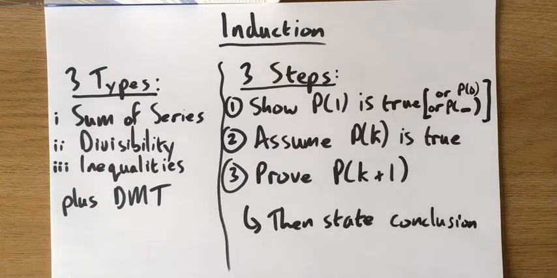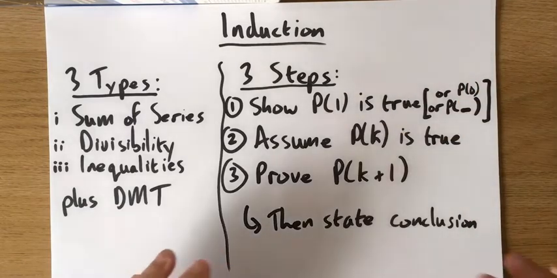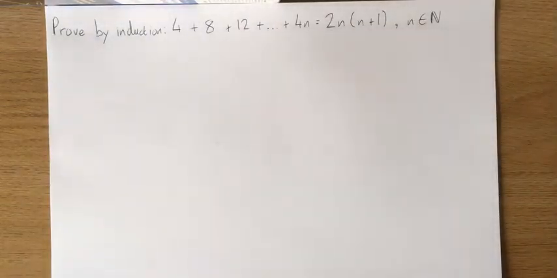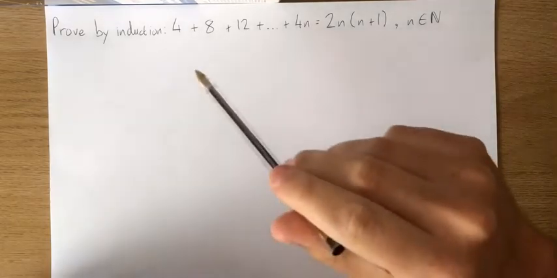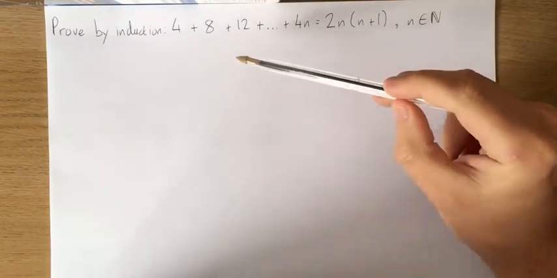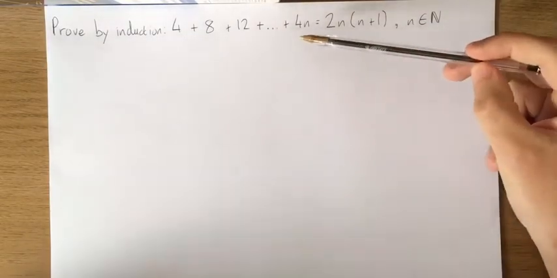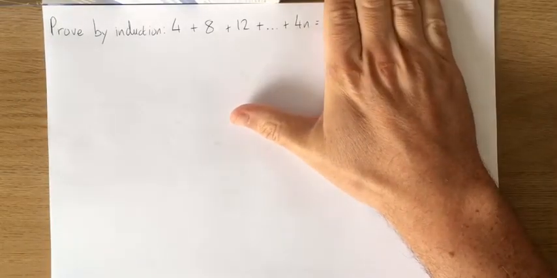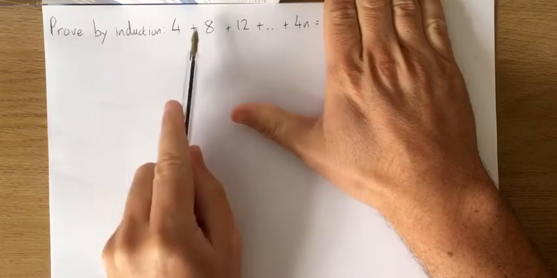These will make a bit more sense after you've seen examples, but they're the steps that we're going to follow each time. First example then I'm going to do is a sum of series proof. Prove by induction that 4 plus 8 plus 12 plus all the way up to 4n. So that just means the multiples of 4. So 4n is how you generate these.